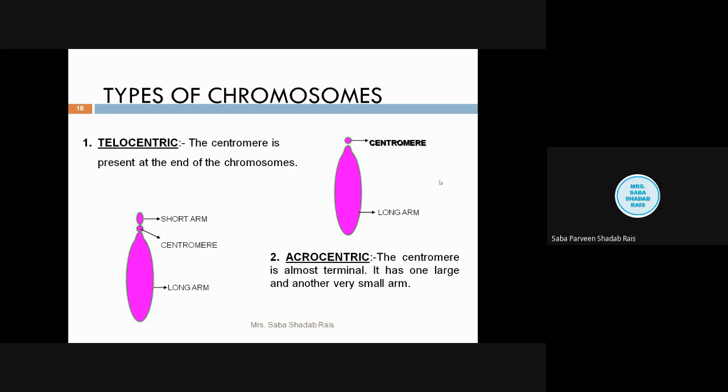When we talk about the centromere, you can say the centromere position is subterminal. See children, this type of MCQ can be asked: subterminal position centromere is present in dash type of chromosome. So you should remember the subterminal position is present in the acrocentric chromosome. Understood? Now this acrocentric chromosome will take a J shape at the time of anaphase.